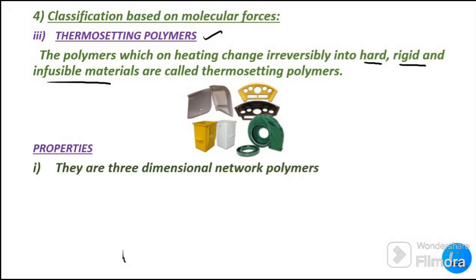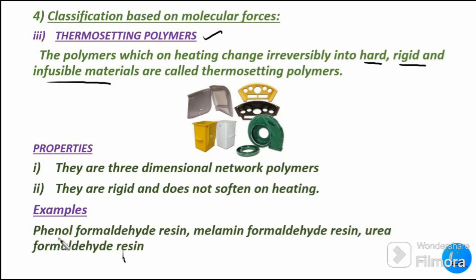So looking into the properties, they are three-dimensional network polymers. Since the three-dimensional network structure is rigid and does not soften on heating, the thermosetting polymers cannot be reprocessed. Some of the examples of this category are phenol formaldehyde resin, melamine formaldehyde resin, urea formaldehyde resin, etc.